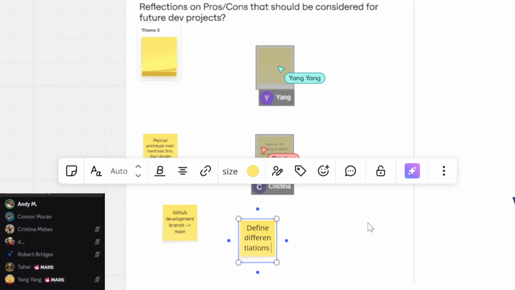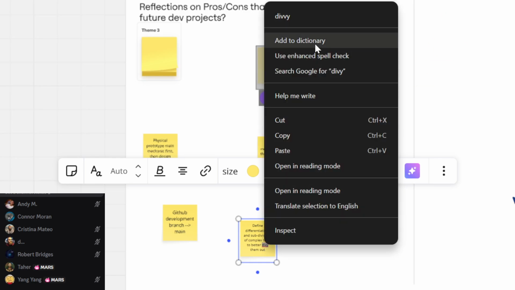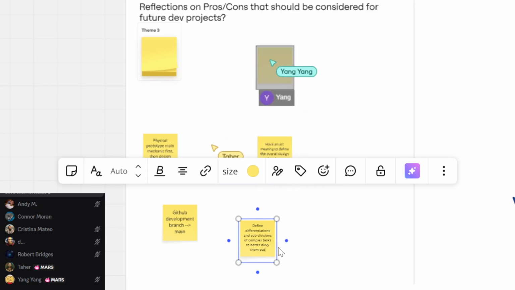If you could add as much language to these sticky notes as possible, it helps me write up the document. Two minutes left.